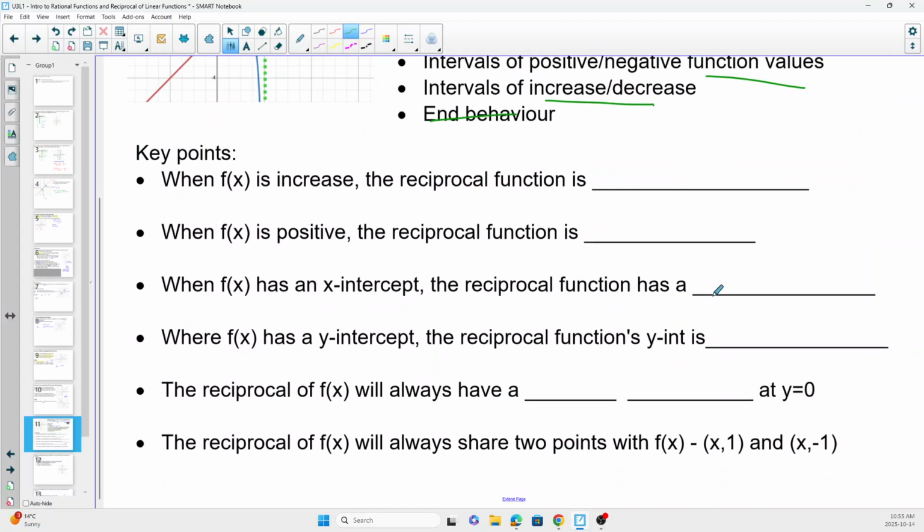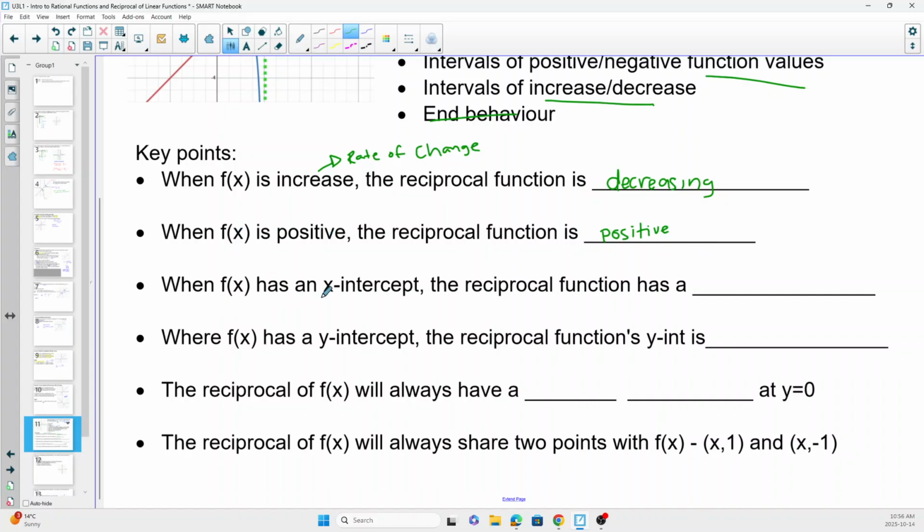So a couple key points that you might wish to jot down in your notes. When f at x is increasing, the reciprocal function is decreasing, and vice versa. As one is going up, the other is going down. As one is going down, the other is going up. And we're talking about the rate of change when we say increasing versus decreasing here. When f at x is positive, the reciprocal function is also positive. And then, of course, the vice versa. When f at x is negative, the reciprocal function is negative.